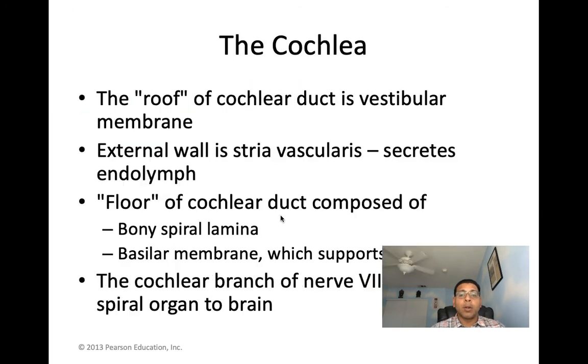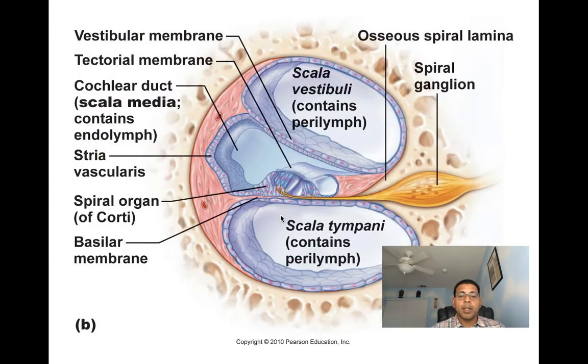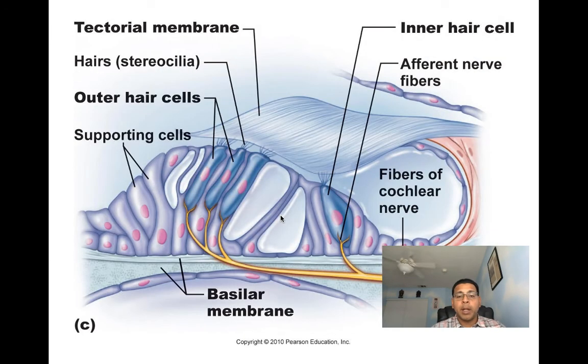Let's look at the spiral organ then in greater detail. So here you can see from this view, when we zoom in on it, this is what it's going to look like. You can see here, you've got a tectorial membrane, and we've got a basilar membrane, and in between the two, we've got sandwiched, basically a whole bunch of hair cells.